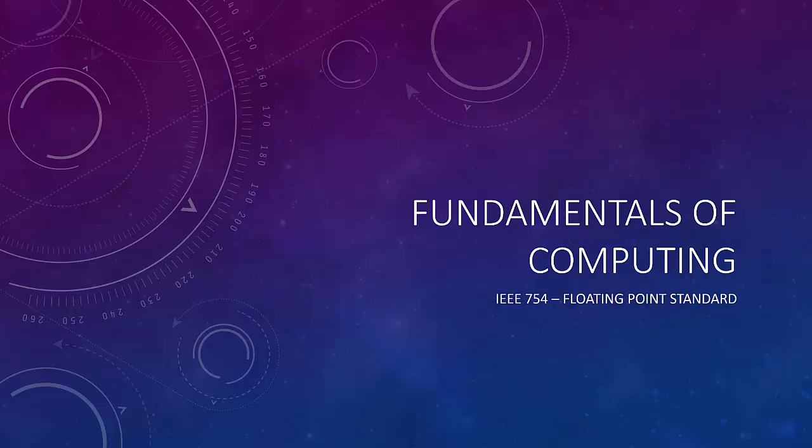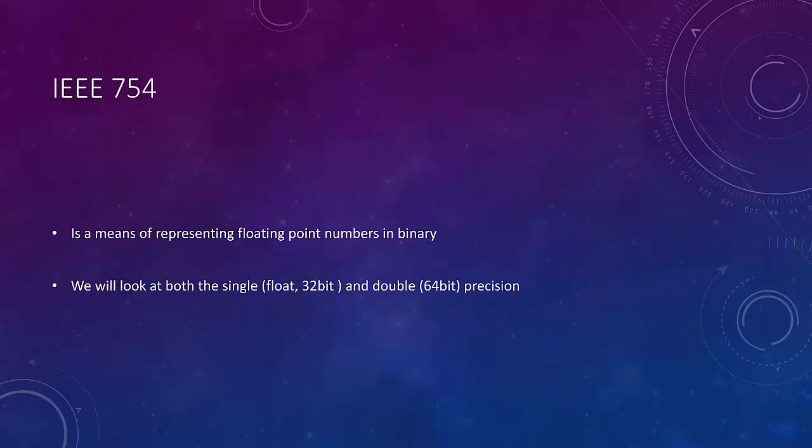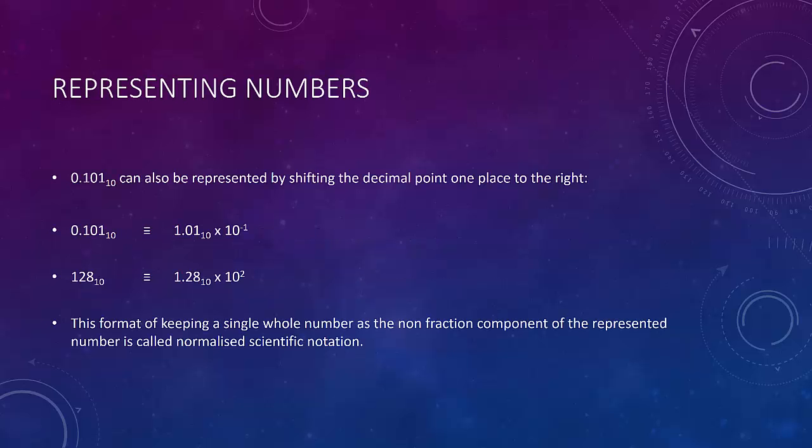In this tutorial, I'm going to have a look at the IEEE 754 floating point standard. IEEE 754 is a means of representing floating point numbers in binary. We're going to have a look at the single or float 32-bit and also double or 64-bit precision. I'm going to use some worked examples with the single precision. I'm only going to briefly touch on the double precision because it's just bigger. The process is identical in all other regards.